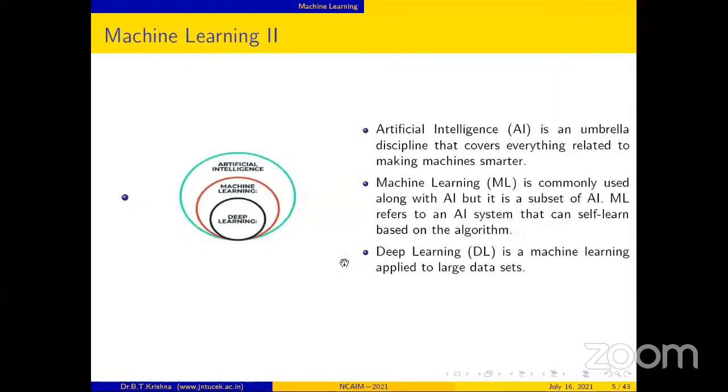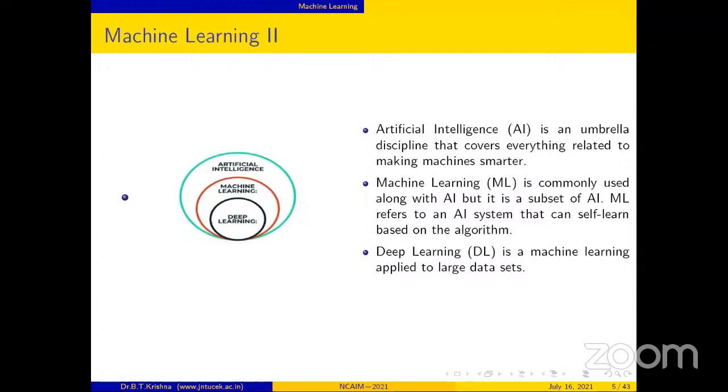So this is the slide which gives you the relationship between artificial intelligence, machine learning, and deep learning. These are the three most frequently used terms nowadays. So artificial intelligence is a field which covers everything related to making machines smarter. Smarter means, let us take an example of a robot or self-driving car. They are nothing but smart machines. There will be no human intervention in the case of artificial intelligence.